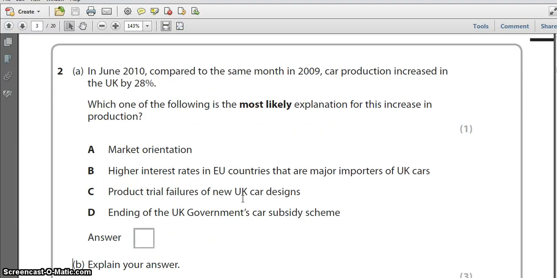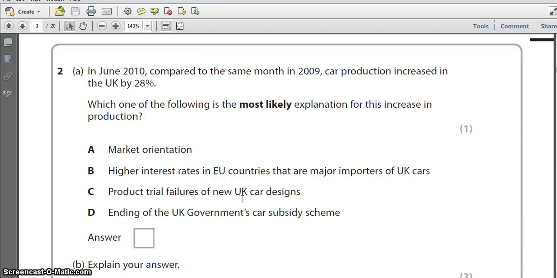In June 2010, compared to the same month in 2009, car production increased in the UK by 28%. Which one of the following is the most likely explanation for this increase in production? So why has production of cars increased by so much? So what is going to cause demand or supply to go up? The answer would be A, market orientation. Market orientation is when a business focuses on providing products that the consumer wants. So if you're a market orientated business, you produce products based on what the consumer wants.